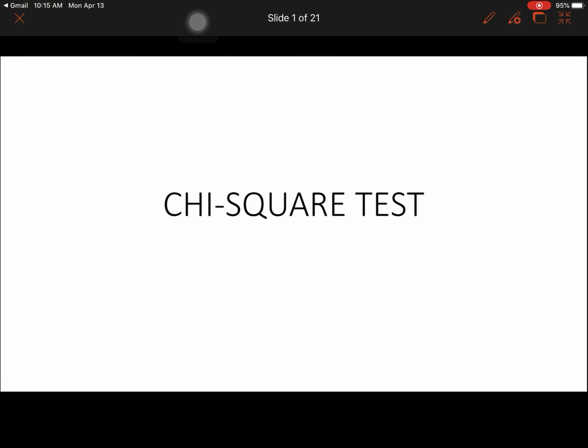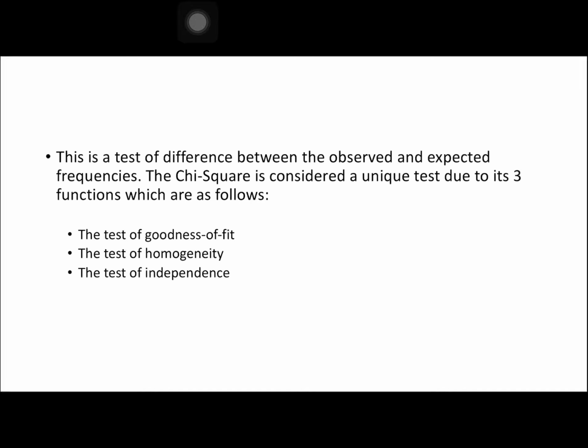Okay, good morning. The topic that I'm going to discuss today is the chi-square test. This is a test of difference between the observed and the expected frequencies. The chi-square is considered a unique test due to its three functions, which are as follows. We have the test of goodness of fit, the test of homogeneity, and the test of independence.